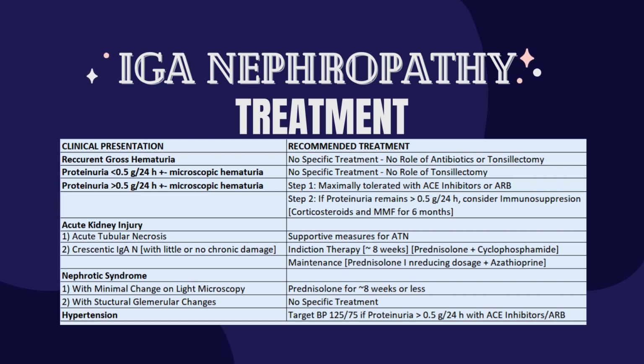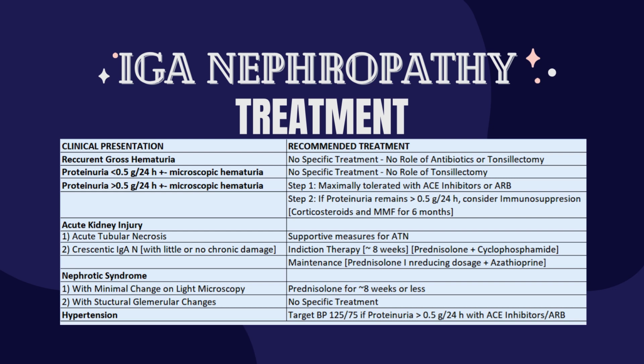But if the proteinuria is more than 0.5 grams in 24 hours with or without microscopic hematuria, first maximal doses of ACE inhibitors or ARB are prescribed. But if proteinuria persists and remains more than 0.5 grams in 24 hours, then immunosuppressant medications are prescribed for about 6 months. If the patient has developed acute kidney injury and is diagnosed to have acute tubular necrosis, only supportive measures are done for tubular necrosis.